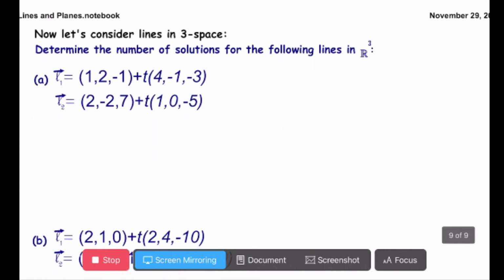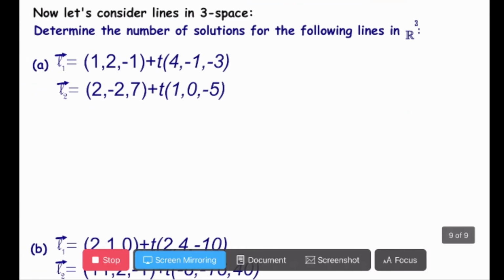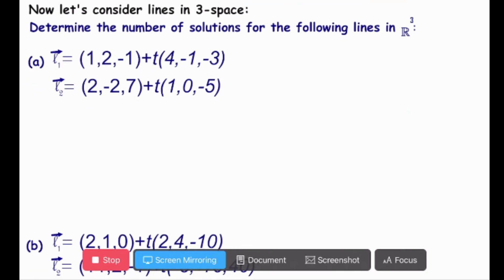And we've talked about 2-space. Let's talk about 3-space. Let's determine the number of solutions for the following lines in R3. Here we're going to have line 1 in vector form, 1, 2, -1 plus t times 4, -1, -3, and line 2, 2, -2, 7, plus our parameter times 1, 0, -5. How are we going to solve this?